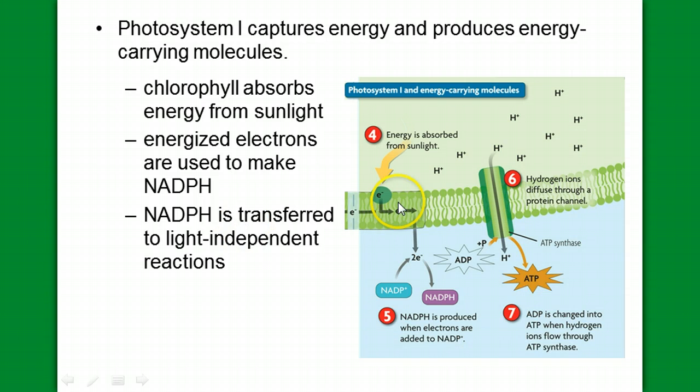So now we've got those electrons moving along those carrier proteins, which are not shown actually in this picture, and they're used to create that energy-carrying molecule NADPH. Okay, so NADPH later gets transferred to the light-independent reactions. We don't see that here. But then we still have all of these hydrogen ions in excess here. Remember, they're at a high concentration, so they want to move to where they've got an area of low concentration.